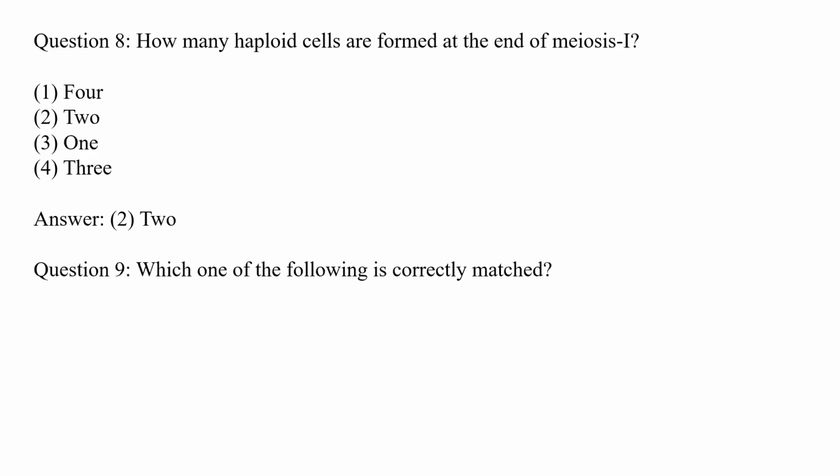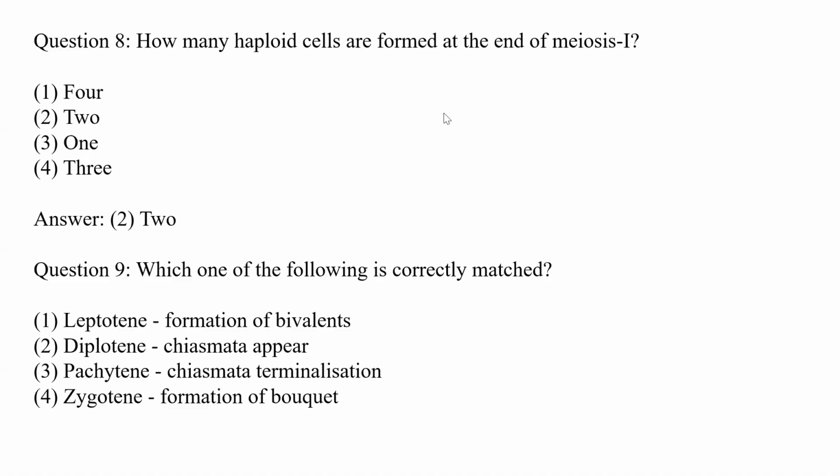The last question is, which of the following is correctly matched? In the leptotene, there is a formation of bivalents. In the diplotene, there are chiasmata that appear. In the pachytene, chiasmata terminalization, or in zygotene, the formation of bouquet. So the correct answer is diplotene, where the chiasmata appear, and this chiasmata is the result of the crossover of the non-sister chromatids of the homologous chromosomes.